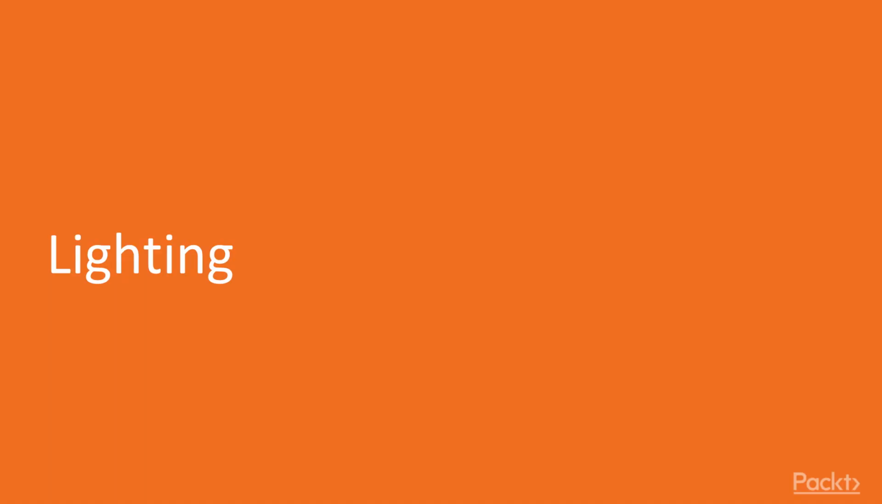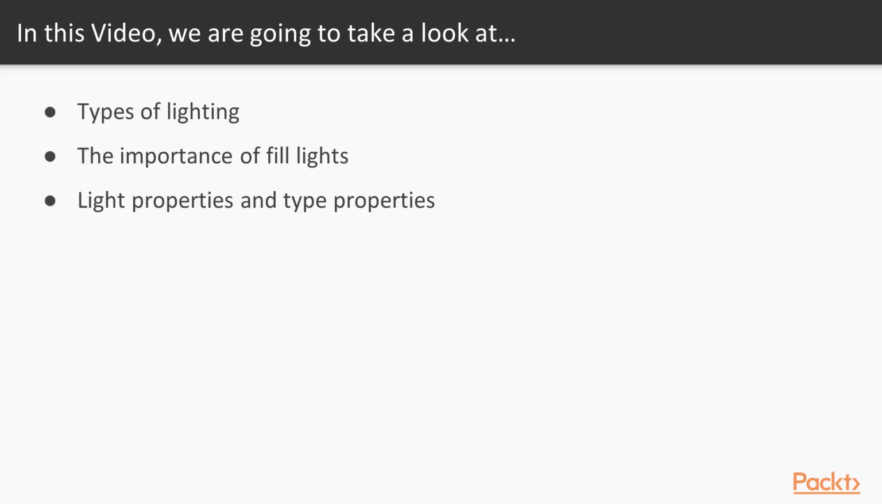In this video, we're going to be talking about lighting. So getting into the different types of lighting that Revit has to offer, and then the importance of fill lights and what options we have for fill lights within Revit, the types of lighting that they give us. And then from there, we'll get into the light properties and type properties that are pretty similar across all different types of lighting, but the important properties that you can adjust and manipulate to get the lights to behave the way that you want them to.